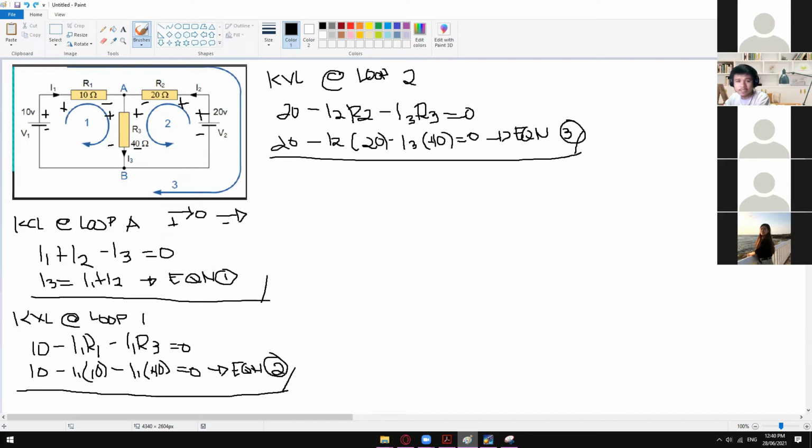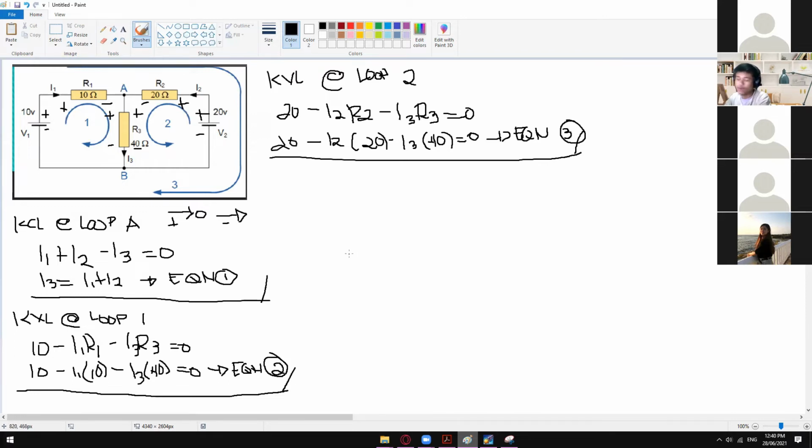For equation number two, we have the I1. My bad, this is not I1, this is I3, because we have the current on this RT right here. So this is the I1, and this is the I3. Let me just change this one into I3. So in equation number two, we have two missing unknowns, the I1 and the I3. And for equation number three, we also have two unknowns, the I2 and the I3.